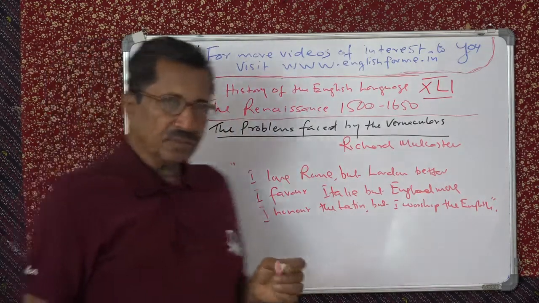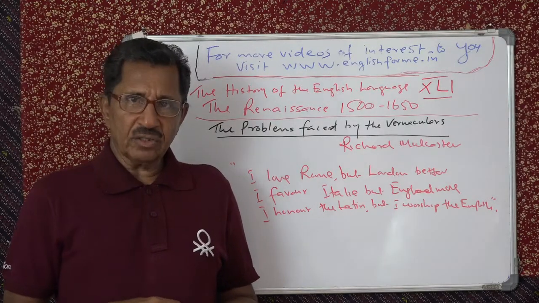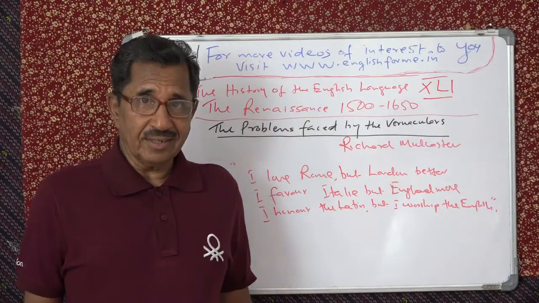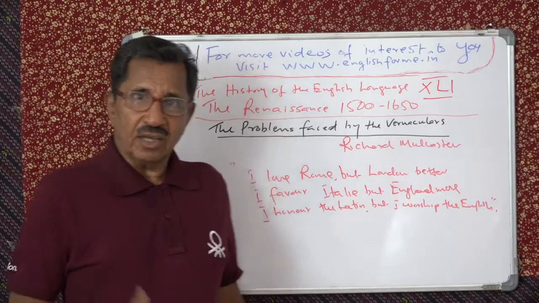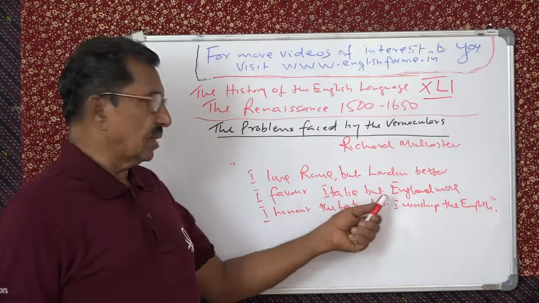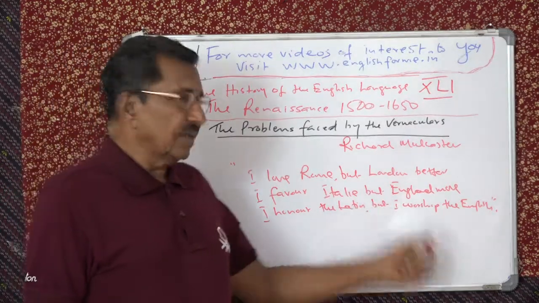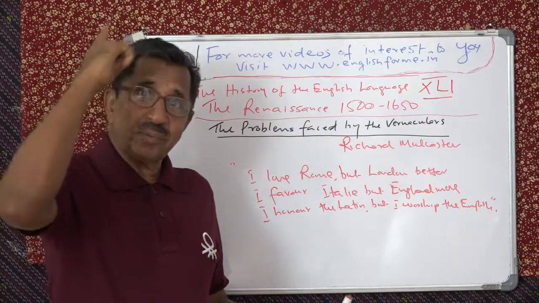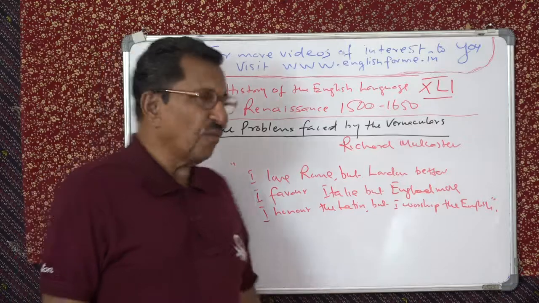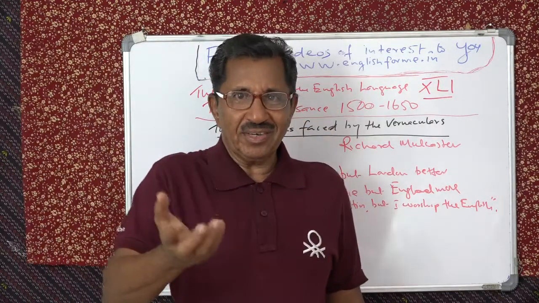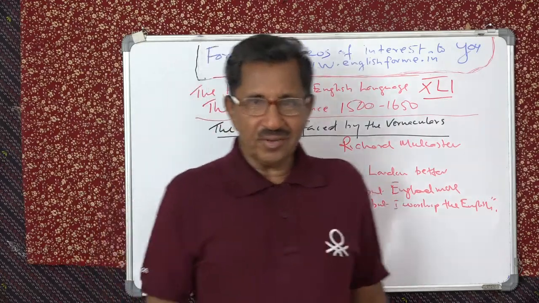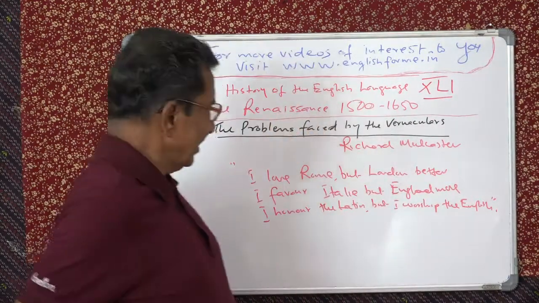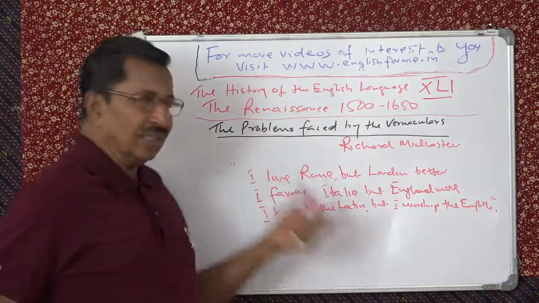Look at this. One of the champions, one of the staunch supporters of the use of English. Staunch, strong. A revolutionary, you can say. What did he say? These are his words: I love Rome, but London better. I favor Italy, but England more. I honor the Latin. I have got respect for the ancient language. But I worship the English. Honoring somebody and worshipping somebody is different. If you honor me, you will say, good morning, sir. If you worship me, you will do like this. Please don't do such a thing to me, because there's no point in worshipping a human being.